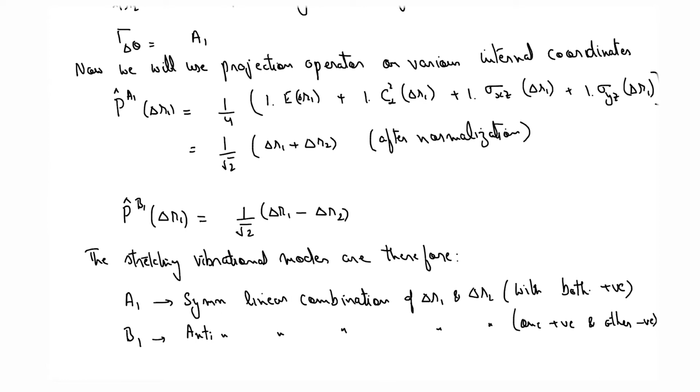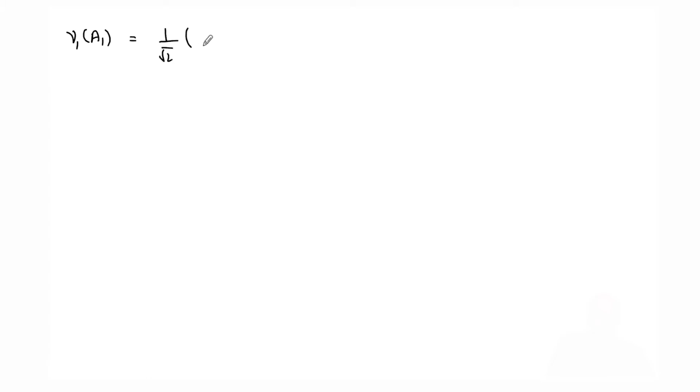Okay, so that means I can say that one of the vibrational modes, nu1, which has A1 symmetry, can be written as 1 over root 2 (delta R1 plus delta R2). Now visually, how does it look? If I try to draw it on the water molecule, both the bonds are stretching, right? Because both of them are positive, delta R1 and delta R2.